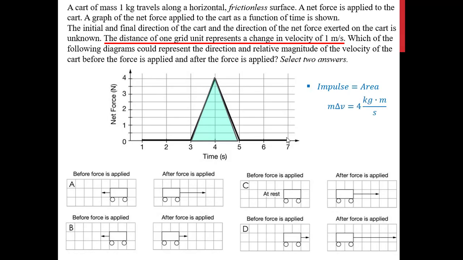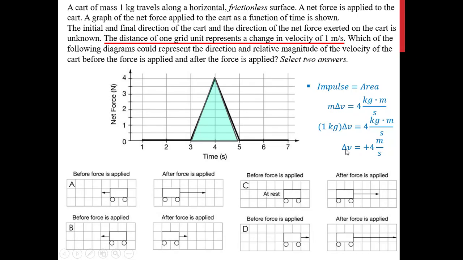Okay. Therefore, you can also now break down impulse into mass times change in velocity. I'm doing this because it's asking which diagram could represent the direction and relative magnitude of the velocity of the cart before and after. So there's some sort of change in velocity happening here because there's impulse happening. Here the area is 4. Impulse is m times delta v. Well, I know mass is 1, so I'm just going to substitute that in. So delta v here would just be 4 meters per second, because to get delta v by itself, you would just divide both sides by 1 kilogram. So 4 divided by 1 is just 4.